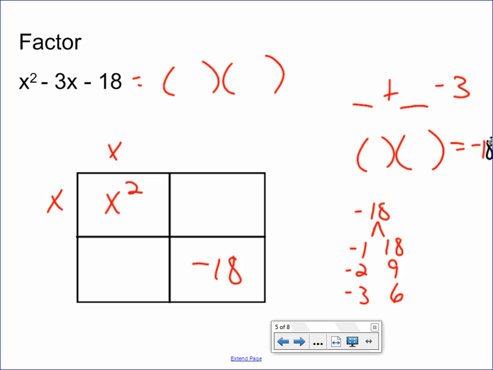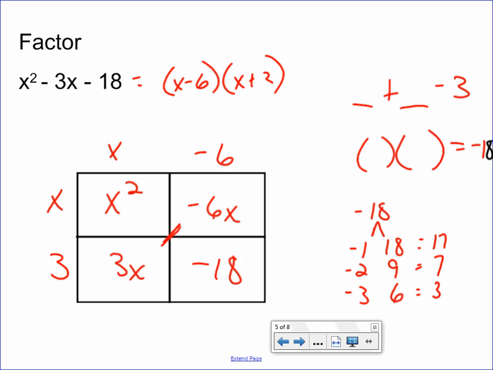So then I check, do any of these add up to a -3? If I add these two together, I get a 17. If I add these two together, I get a 7. If I add these two together, I would get a 3. Well, that tells me that I just need to switch my signs. So it should have been a -6 and a +3. Then this box would have been a 3x. This would have been a -6x. And those two add up to the -3x that I wanted. So my factors would be an x minus 6 and an x plus 3.